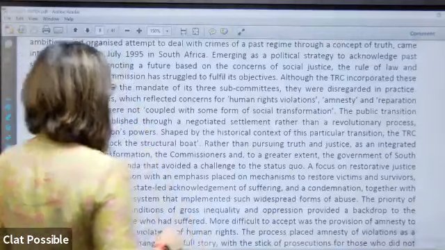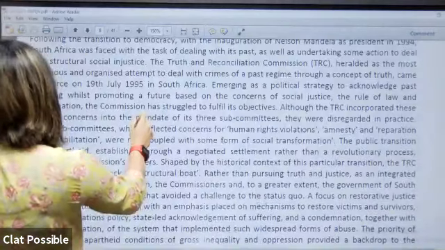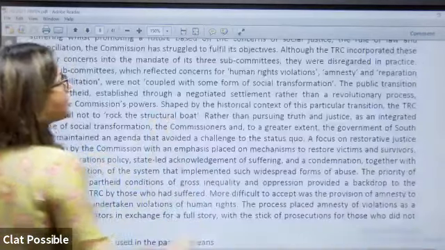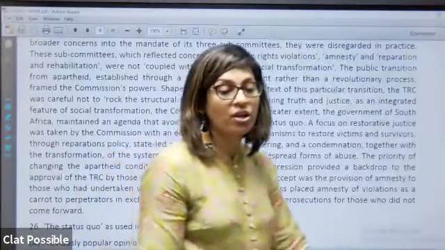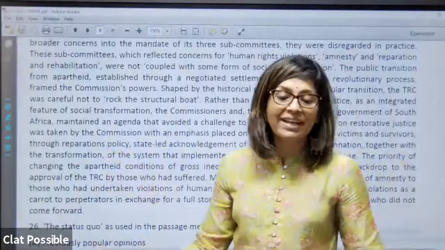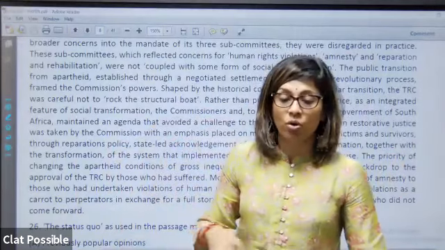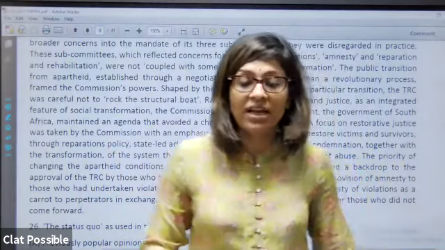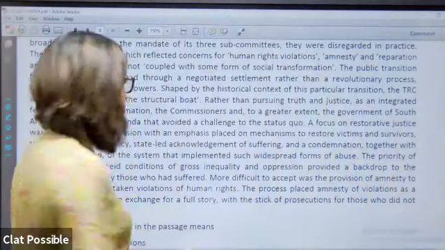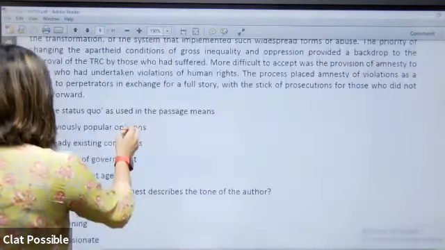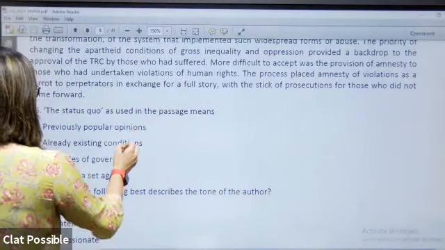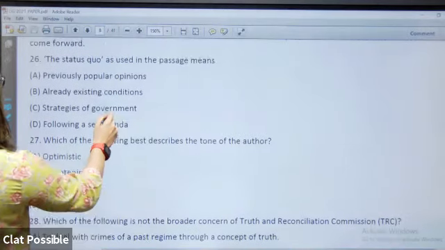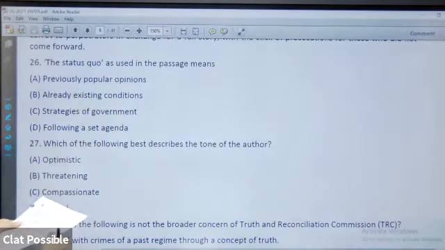Coming to the last passage, which is based on South Africa and the Truth and Reconciliation Commission of South Africa. The author basically talks about how the Truth and Reconciliation Commission somehow failed to live up to its ideals and it got into status quo. So it became a political thing rather than a change-driven thing. This is what the author's main concern is in this passage. Status quo basically means something which is already there, right? So that would be option B, status quo.